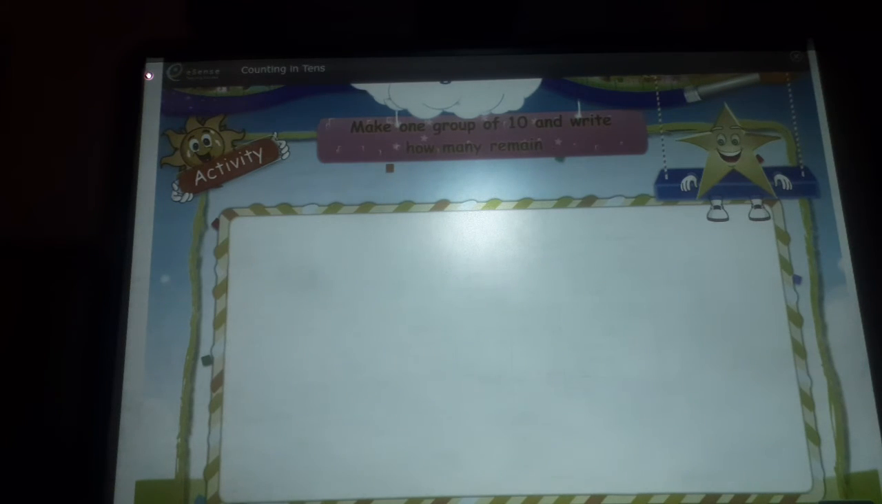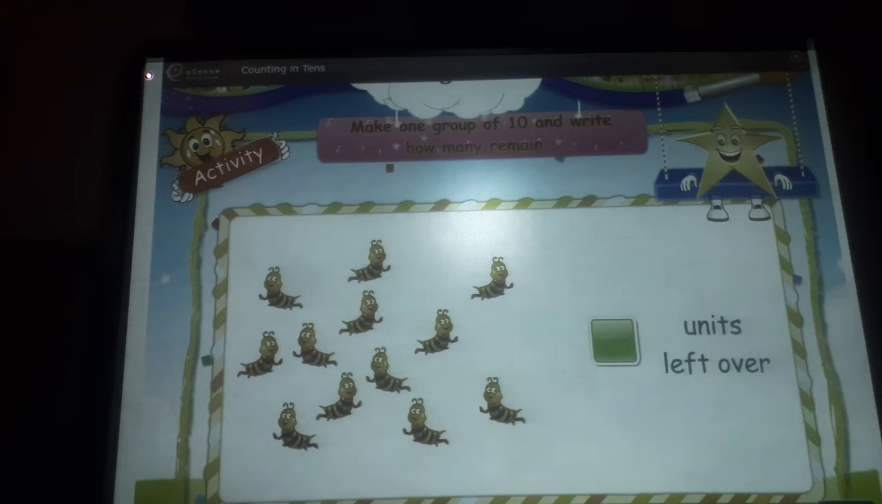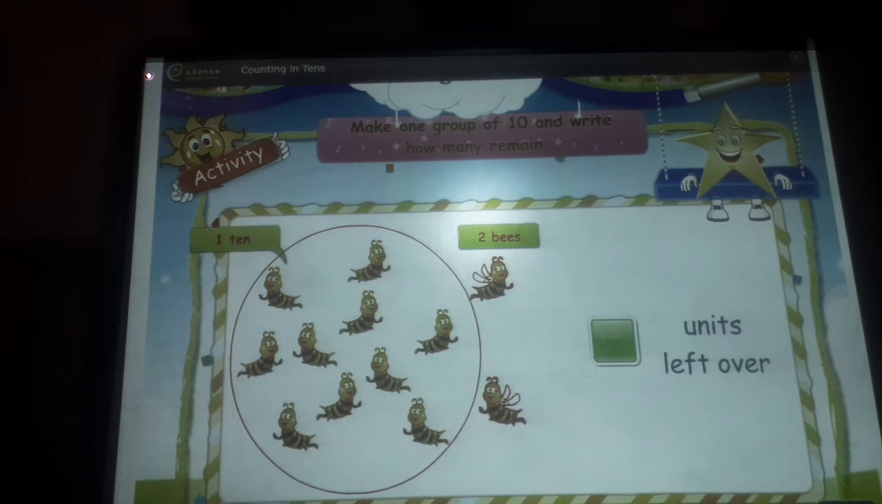Let us do the next one. It is a group of bees. Let us count 10 bees and form a group of 1 ten. 1, 2, 3, 4, 5, 6, 7, 8, 9, 10. We put a circle around this group. We see that 2 bees remain. So, 2 units left over.